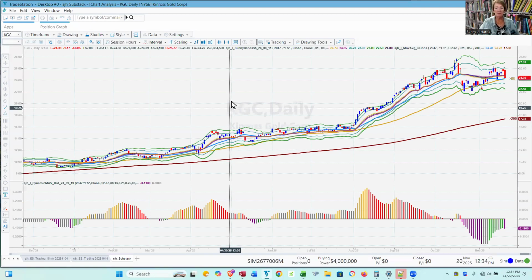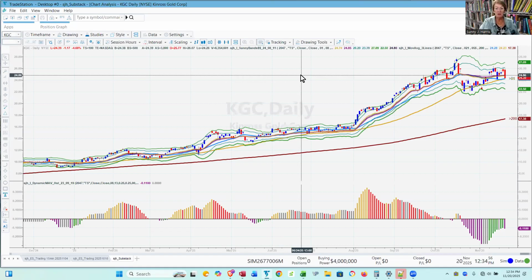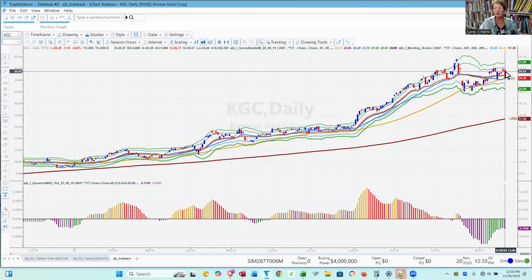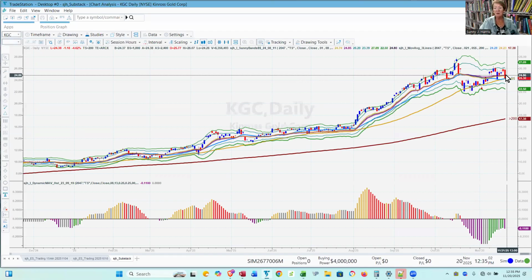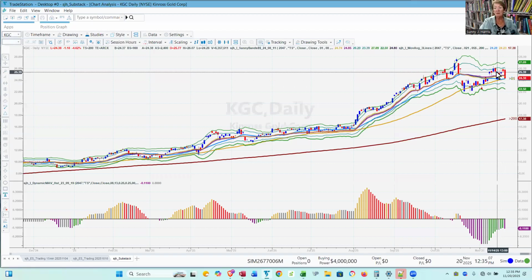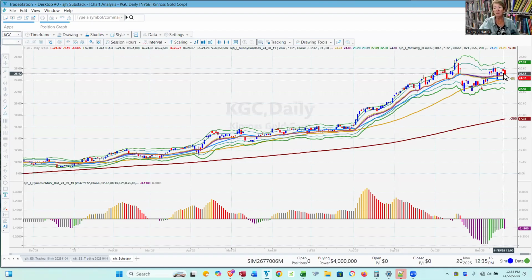Thank you. All right, so KGC is stronger than the Dow, although it's just started going down and it's hit the DMA. When you get to the DMA, I say it's going to chop for a while, especially if the DMA is flat like it is here. So I'm expecting some sideways movement for a little bit. The DMA often acts as resistance and stops any further movement.